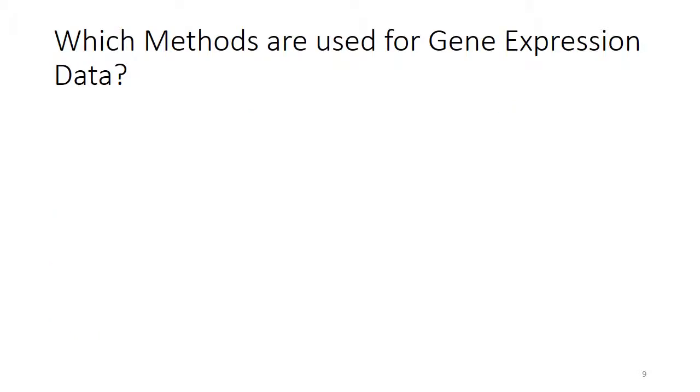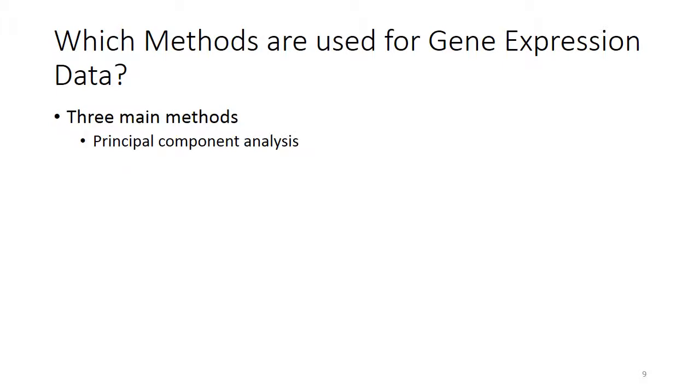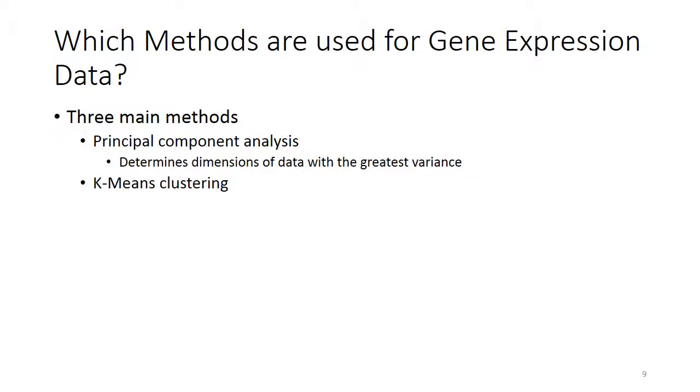So then which methods are generally used for gene expression data, as this is what I will be concentrating on. So there are 3 main methods, and they're principal component analysis, which is a method of dimension reduction, and it determines the dimension with the greatest variance.